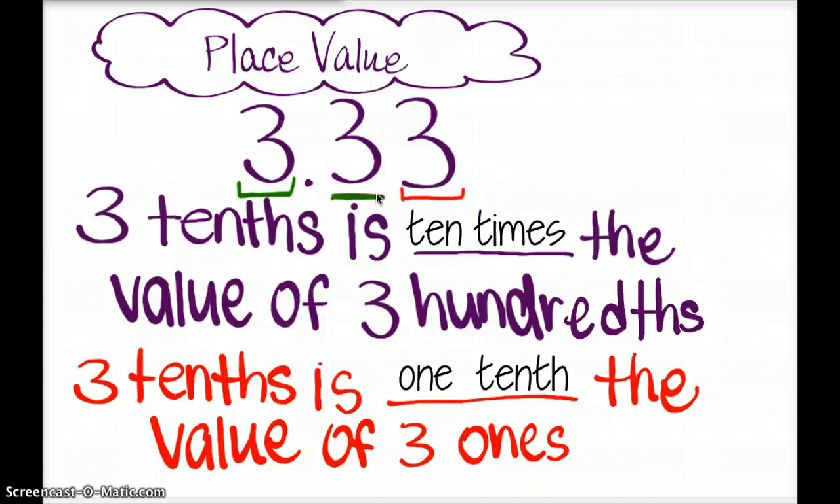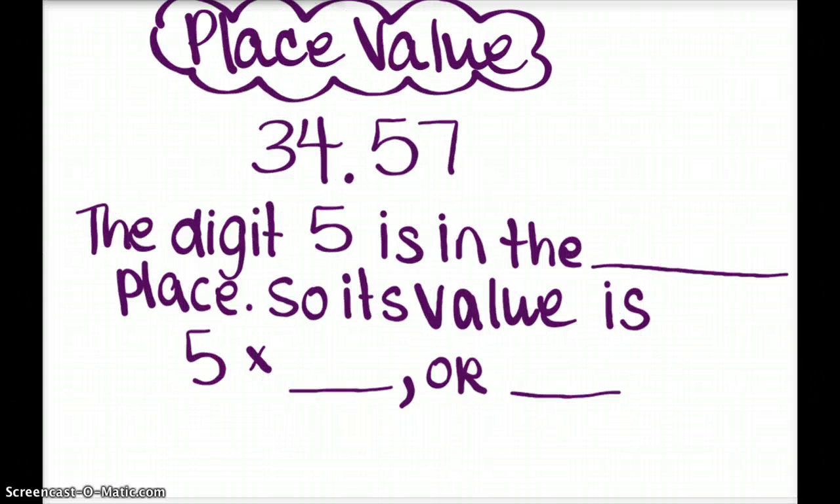Okay? Questions on that? Abby? So whenever you're getting smaller, it's 1/10. Whenever you're getting bigger, it's 10 times. It depends on the order. Like, tenths is bigger than hundredths, so that's why it's 10 times. Tenths are smaller than ones, that's why it's 1/10. Okay, I get it.